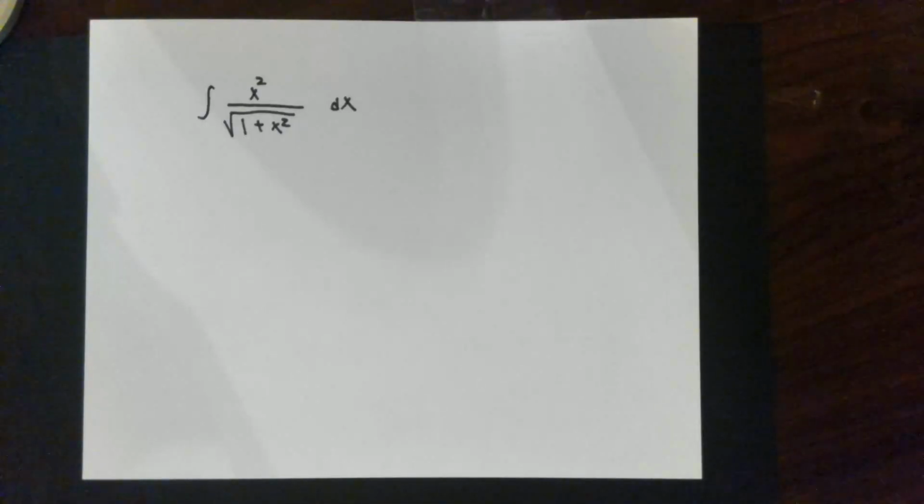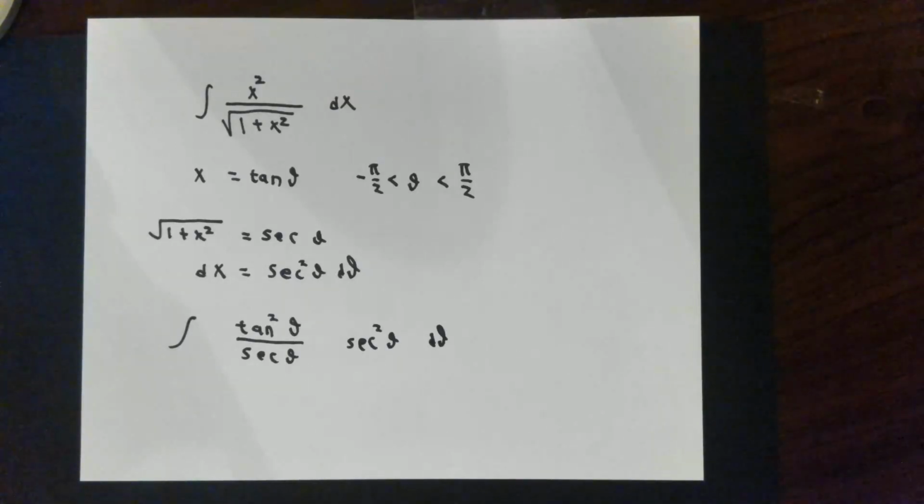The substitution that I'm going to make will be x equal tangent of theta. If x is tangent of theta, then square root of 1 plus x squared is secant of theta, as we've mentioned before. Also, the derivative of x with respect to theta is secant squared theta, so dx is secant squared theta d theta. We now have all of the pieces that we need to convert this integral into trig functions.